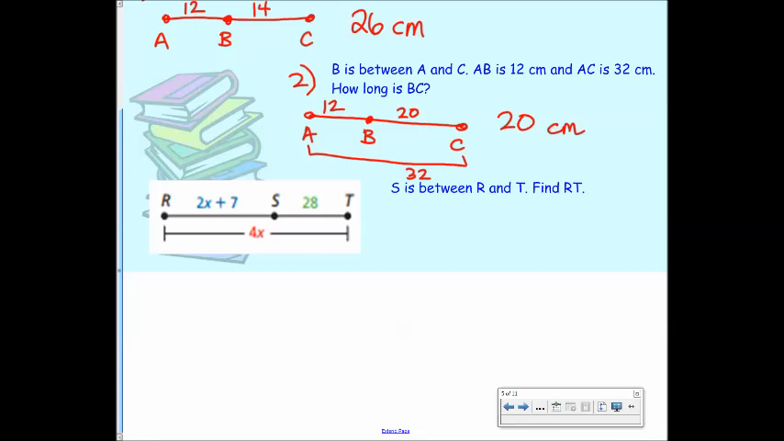4x. Okay, so we're just going to have an algebraic expression here, which is 2x plus 7 plus 28 equals 4x. Let's back up for a second. How did we know that we could add these two to get this one?